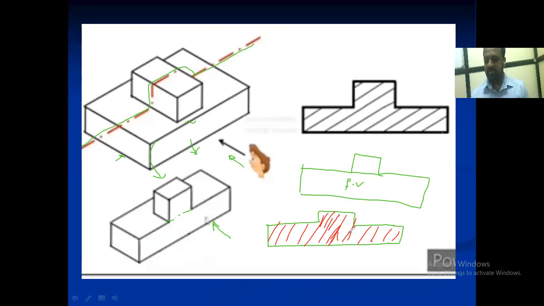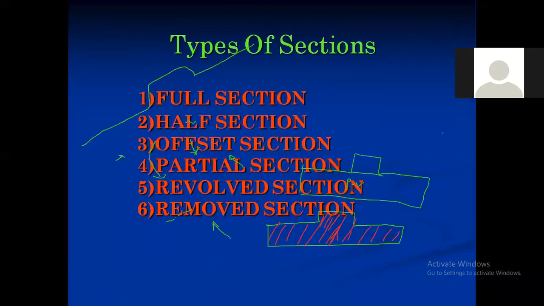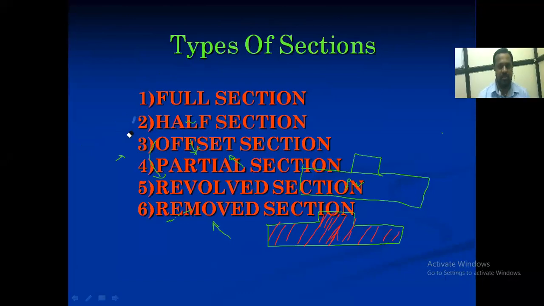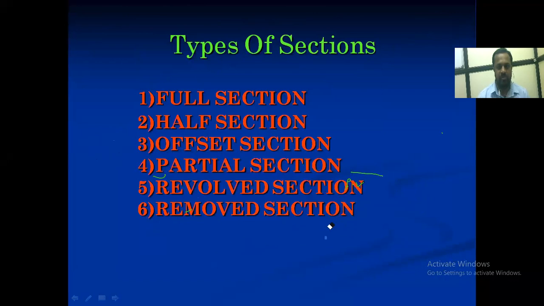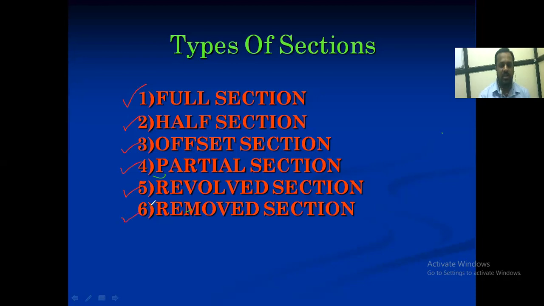Now see here, again there are different types of the section. What are those types? We will explain here. The sectional view is classified into the following types. First is the full section. Then second is the half section, then offset section, partial section, then revolved section and removed section. These are the 6 types of sections.